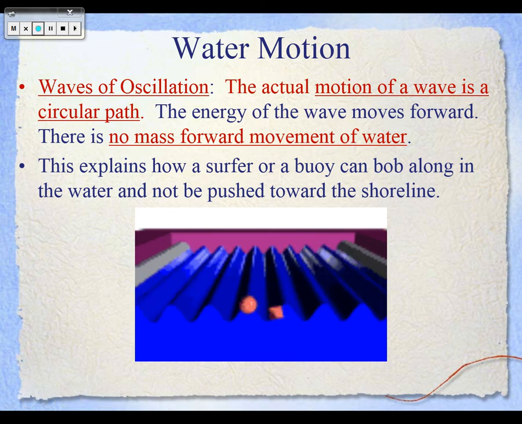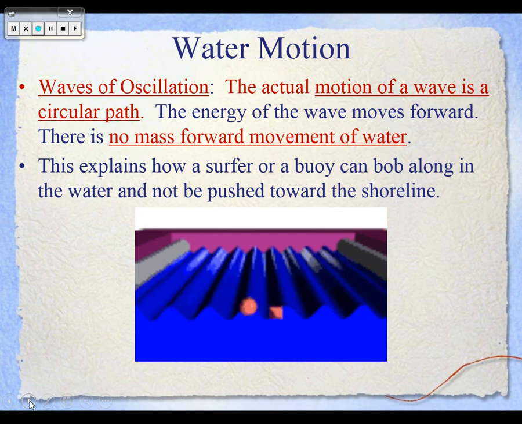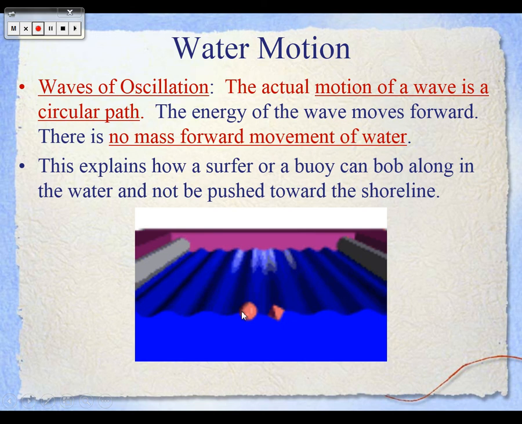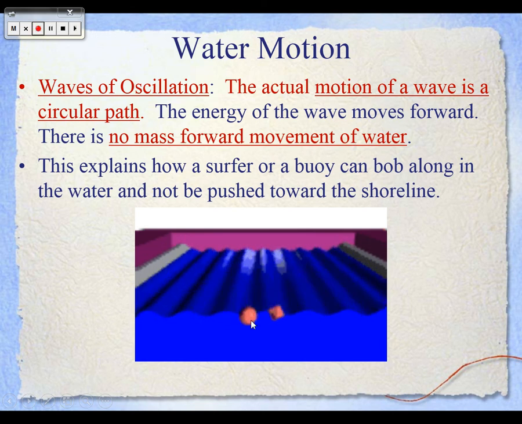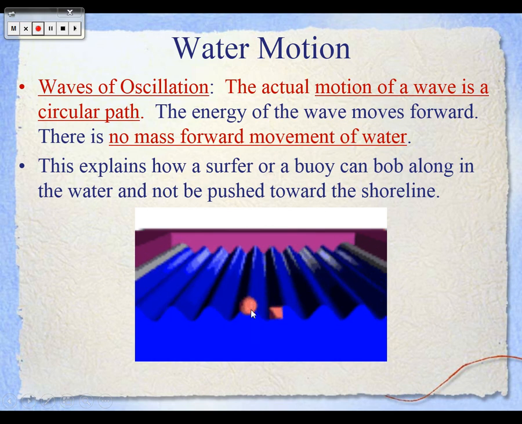bobbing up and down along the water, they're not pushed to the shoreline unless there's some current bringing them in. All they are doing is really moving up and down. It's a wave of oscillation. And if you look at these pictures here, you can see the little ball and this little pyramid thing. They're just going up and down.